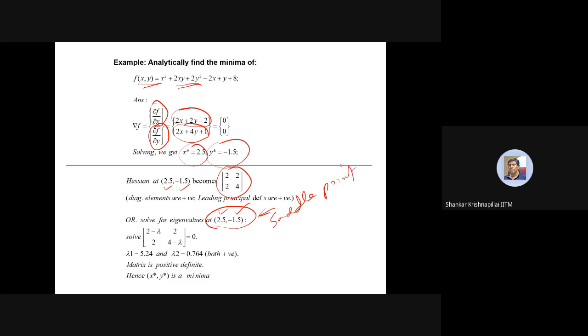Sorry, this is not the eigenvalues. This is only the points. The eigenvalues are here, and the eigenvalues are both positive. So this is a minima only. The saddle point comes in the next example.